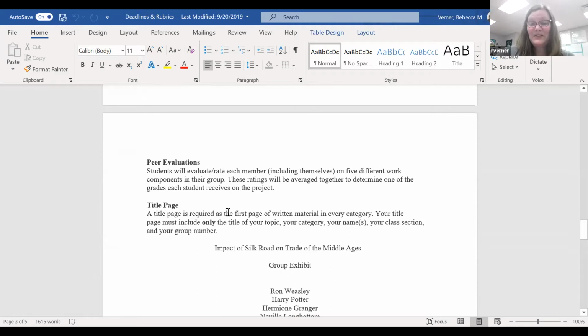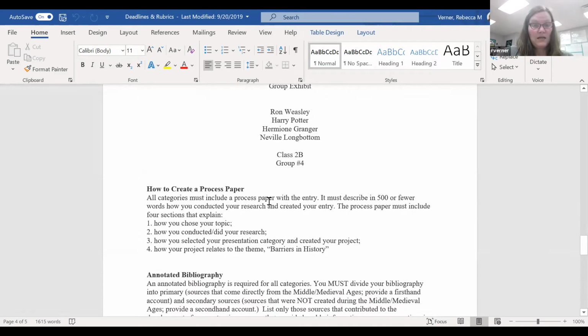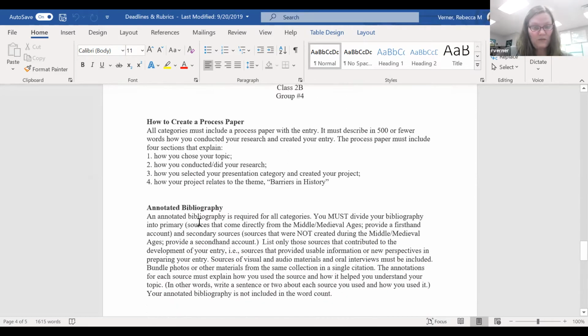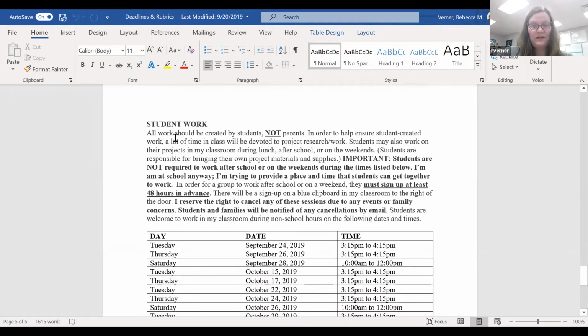I also have my students do peer evaluations, and that does count as one of their summative grades because that is part of their SEL work, collaboration, part of the social studies process skills, working with others. So they give each other ratings, and those ratings are averaged up to give them a grade. How to create a process paper here, information about annotated bibliography, student work.